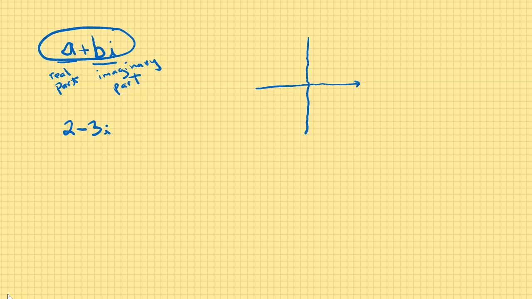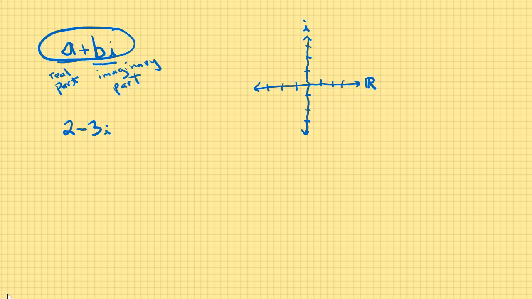The horizontal axis is the real part, so I'm going to put the symbol for the real numbers here. And the vertical axis is the imaginary axis, so it's a lot like the xy axis. I'm going to number it out to 3: 1, 2, 3, 1, 2, 3, and 1, 2, 3.